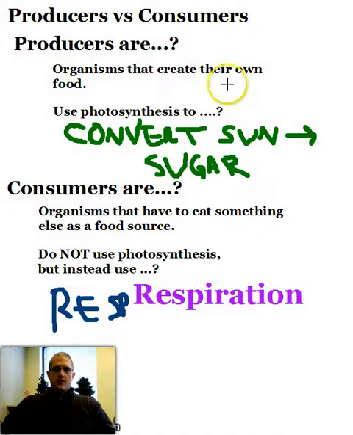The producers are the ones that create their own food, and they do that via photosynthesis, where they convert the solar energy to sugar. The consumers are the ones that are going to be eating, whether they're eating plants or animals, but they have to go out and eat something else as a food source. They do not use photosynthesis. They're only dealing with respiration, although the producers also do respiration. Consumers do not do photosynthesis.